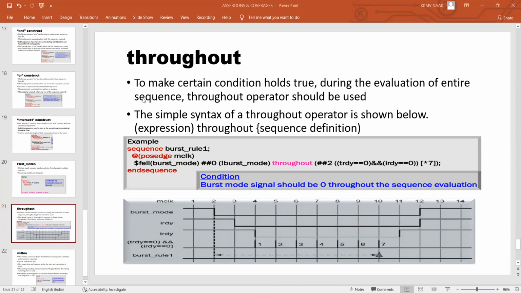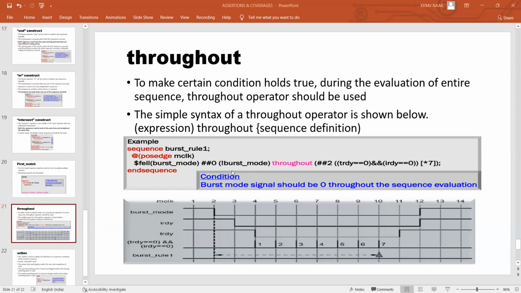Okay, so this is throughout. You can use the throughout keyword also. What throughout means is to make a certain condition hold true during the evaluation of the entire sequence. The throughout operator should be used. Throughout means for a particular time that signal should be high or true. The syntax is simple. Ignore this $fl and everything, we'll get to know later. Here this was one condition, and throughout, after that this condition was there.